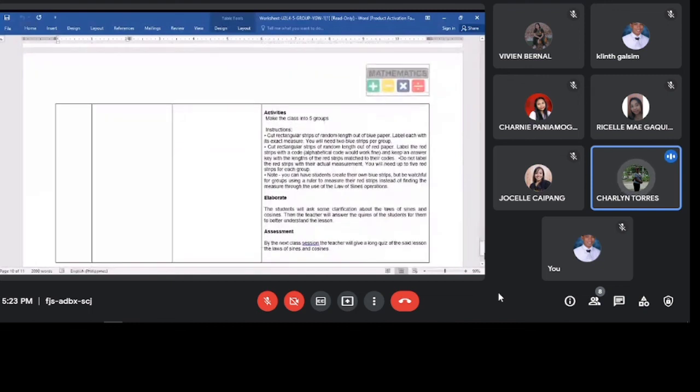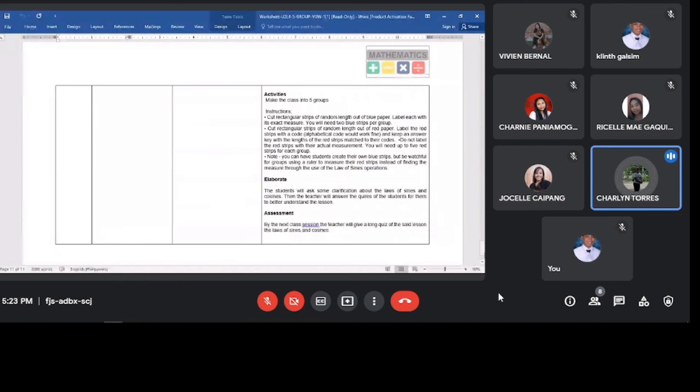So the instructions: cut rectangular strips of random length out of blue paper, and label each with its exact measure. Cut rectangular strips of random length out of red paper. Label the red paper strips with a code, it could be alphabetical, and keep an answer key with the lengths of the red strips matched to the codes. You can have students create their own blue strips, but be watchful for groups using a ruler to measure the red strips instead of finding the measure through the law of sines operations.